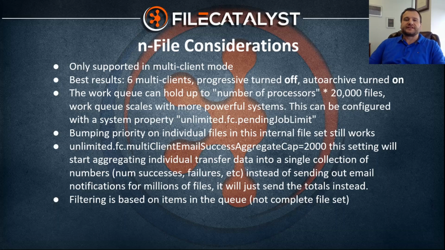So how does it work exactly? Well, you have something called a work queue. This is the number of processors. By default, this is 20,000 files. The queue grows as we detect a faster hardware capability on the system we're sending from, and then we can increase it. However, you can also increase the work queue manually by changing the system property called pending job limit.